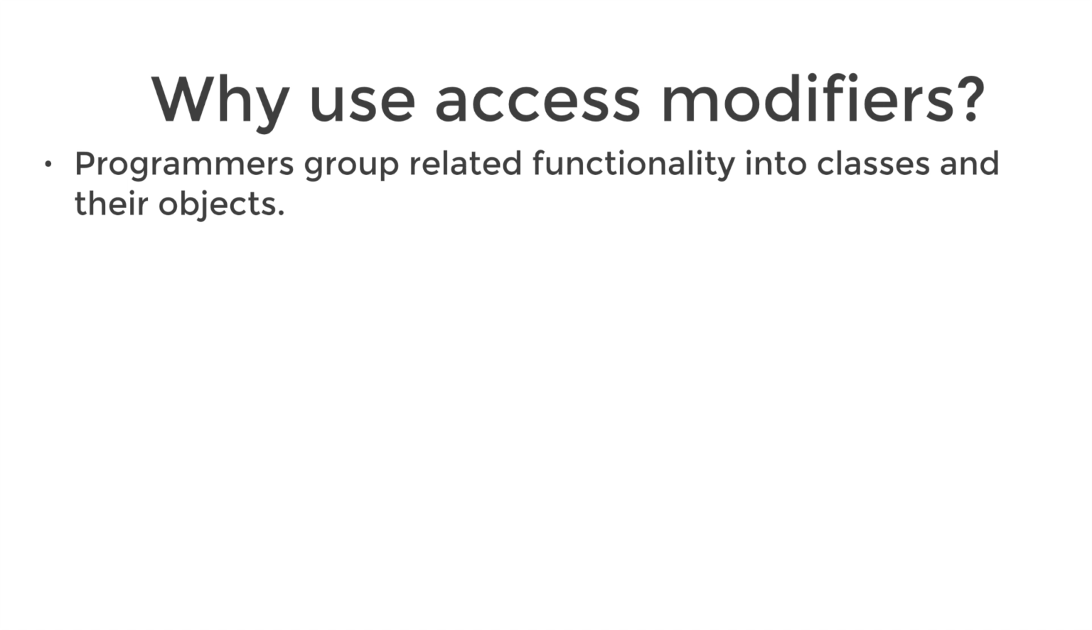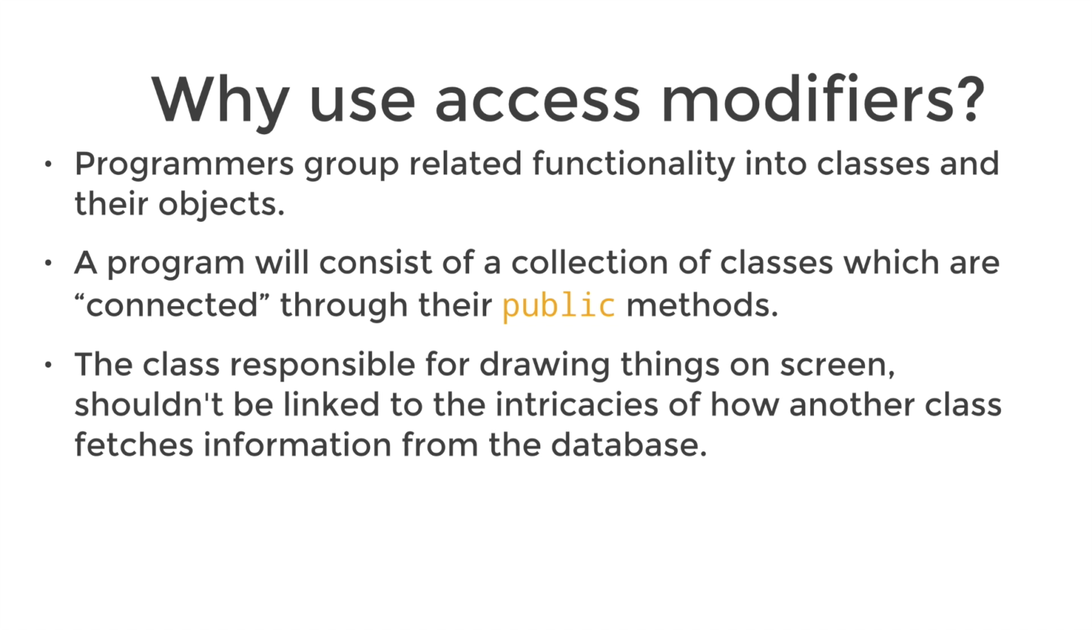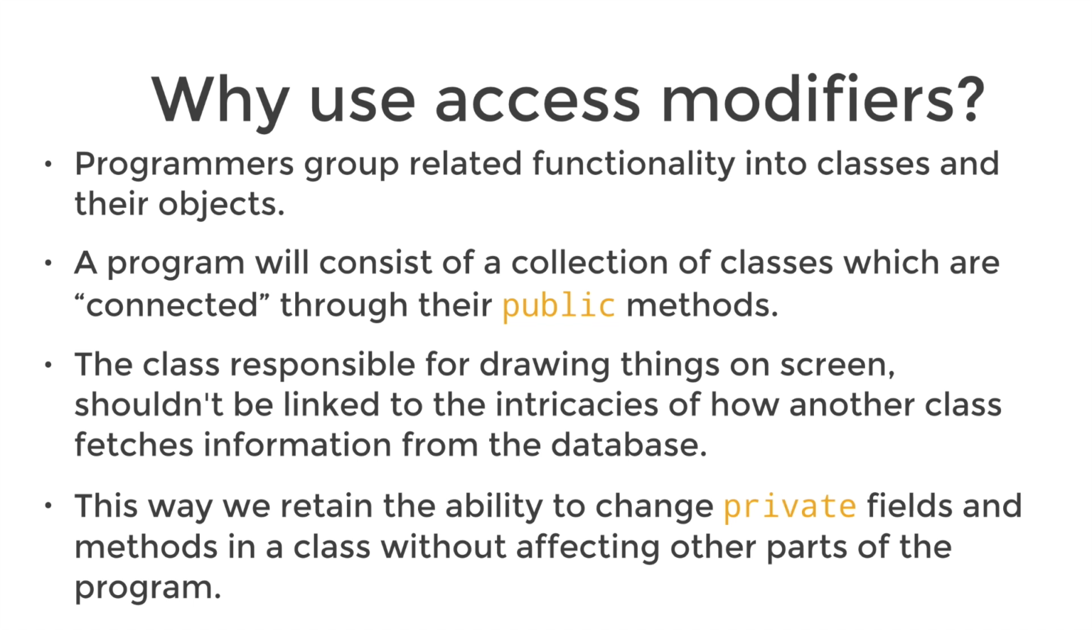It has to do with how programmers group related functionality into classes. Each class will be responsible for something specific, and an app is nothing else than a collection of classes. One class will be responsible for drawing things on screen, another class will be responsible for fetching information from the database. But we don't want a class that's responsible for drawing to know the details of another class that's responsible for interacting with the database. And the reason for this is that sometimes we need to make changes to parts of our program, and we can only be sure that we won't be affecting another part of the app if the things that we're changing are private, because we're sure they're not being used anywhere else.